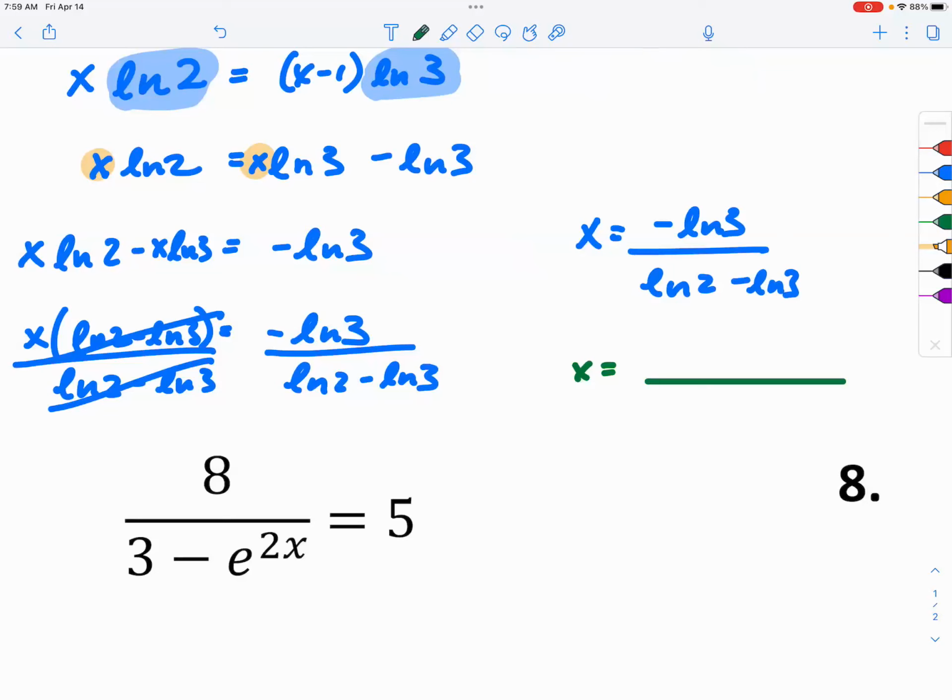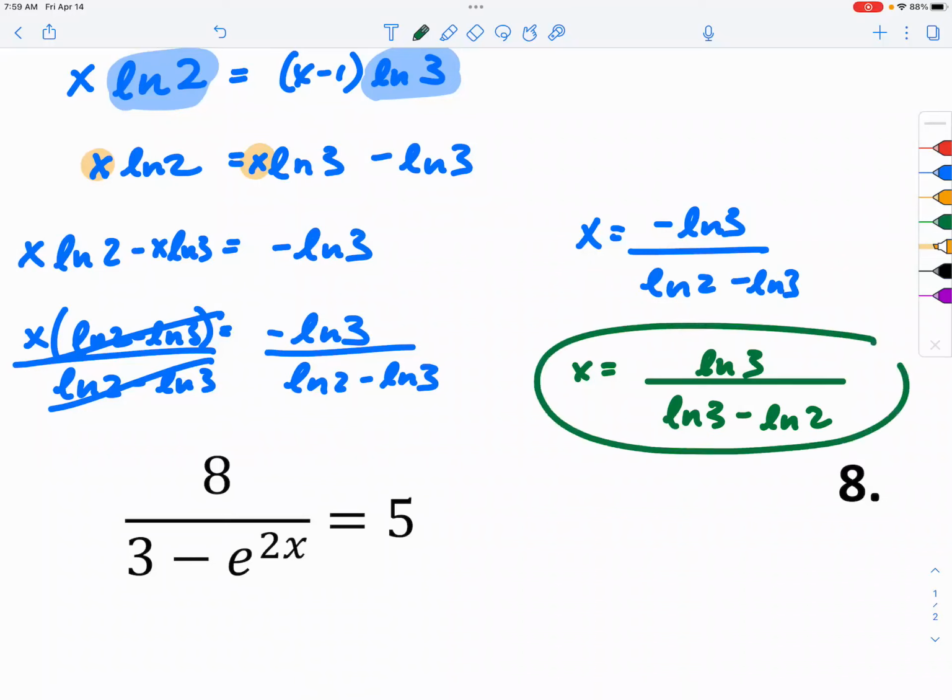Even better, this negative, it's really some extra work to write. So what you can do is apply the negative into the denominator. And when you do that, you have natural log of 3 minus natural log of 2. So this will be your final answer.